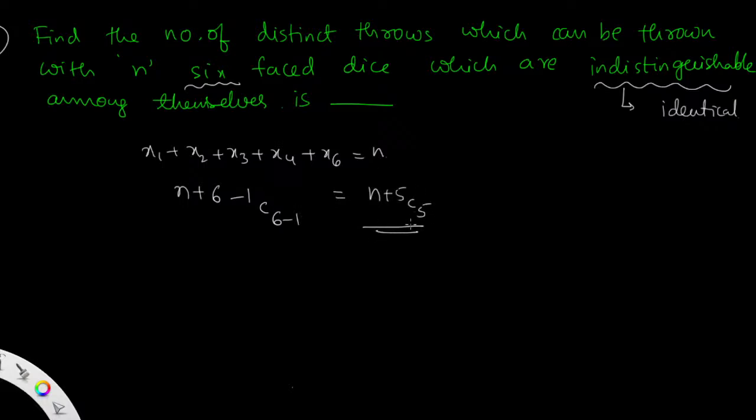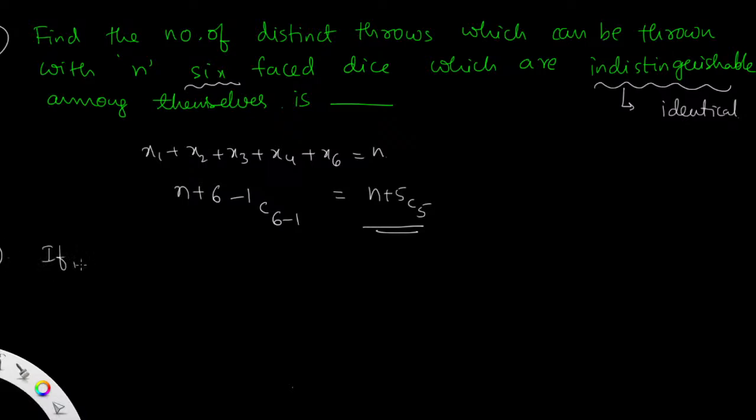Options are given: n plus 2 C5, n plus 3 C5, n plus 4 C5, n plus 5 C5. So option D is the answer. So the number of distinct throws of six-faced dice which are indistinguishable among themselves is n plus 5 C5. Okay, next question, question number 4.